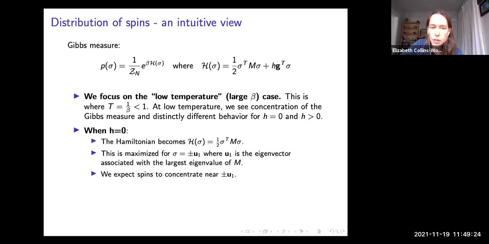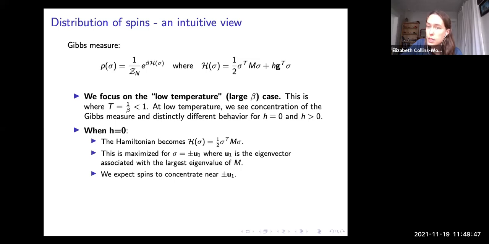So starting with the case of h equals 0, which is when there's no external field, the Hamiltonian is just that first term. And if we look at this here, that's going to be maximized when the spin sigma aligns with the eigenvector, which we'll call u1, that is associated with the largest eigenvalue of M.